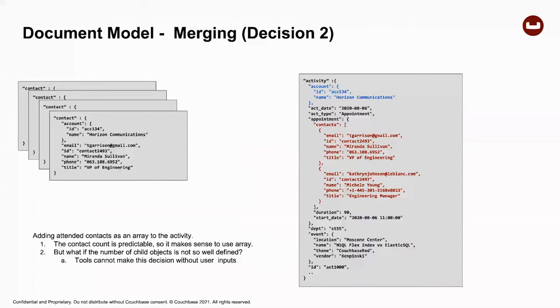In addition, the merging process must consider the overall object size. If there are too many child objects, i.e. if the number of contacts is unbounded, it would not be efficient to read the activity object. On top of that, there's also a physical limitation of document size, which in the case of Couchbase would be 20 megabytes.